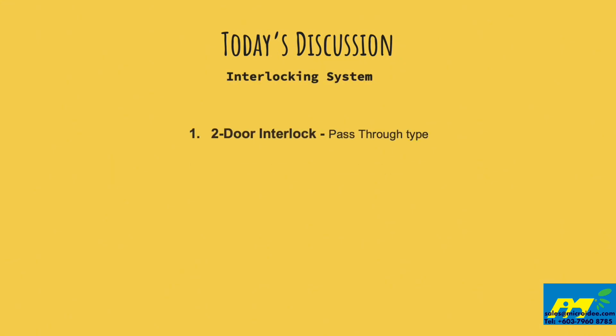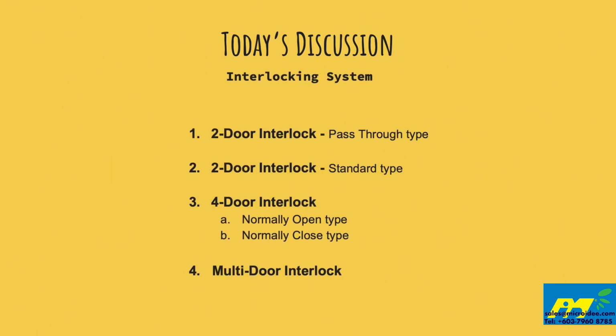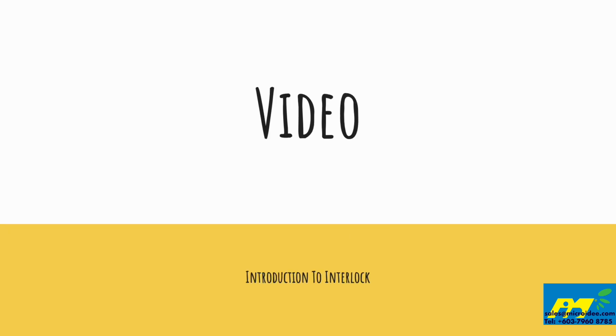Today's discussion, we are only going to emphasize the interlocking system. The interlocking systems we have are the 2-door, 4-door and multi-door interlocks. At the same time, today we will be introducing for the first time our latest interlocking board as well. We will cover that at the end of the slides, and we will also explain the capability of that interlocking board. Introduction to interlock. Sit back and enjoy watching the following video.